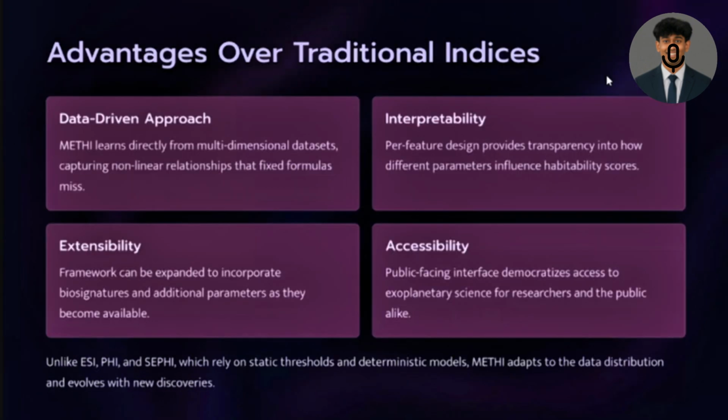And then if you look at the advantages over the traditional indexes that are used right now, METHI really learns directly from multidimensional data sets, which is why it's machine learning, compared to the traditional methods where they have not implemented ML, and it's been more human-based, where people were directly doing a cross-examination. And then it's a lot more interpretable because we have that Streamlit website that more people can accessibly use, compared to other indexes like ESI and PHI. They don't have any web interface where people can actually use and implement that.